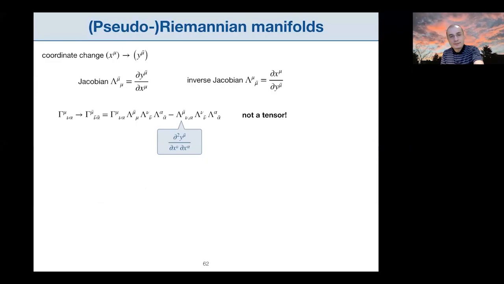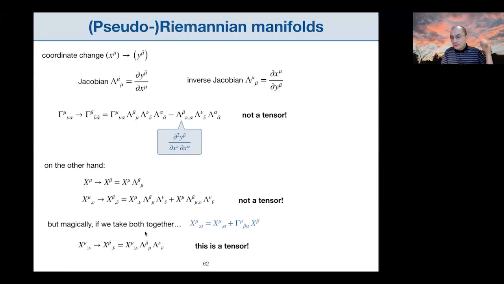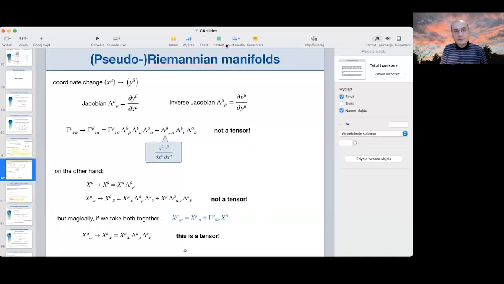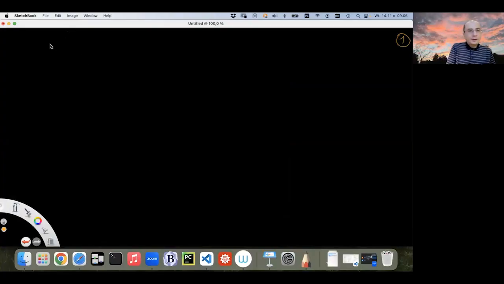slightly higher valence. And as a first new thing, I would like us to derive the transformation law for the connection coefficients, because I think this is something quite important. We'll do this on a blackboard. So I will share my screen again. So we are deriving the transformation law for the connection coefficients.